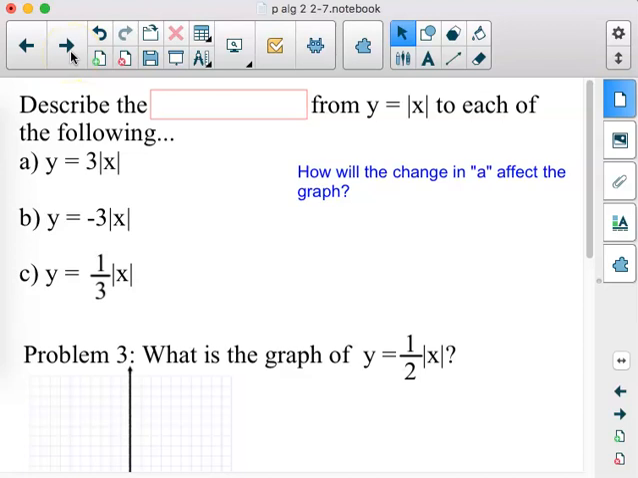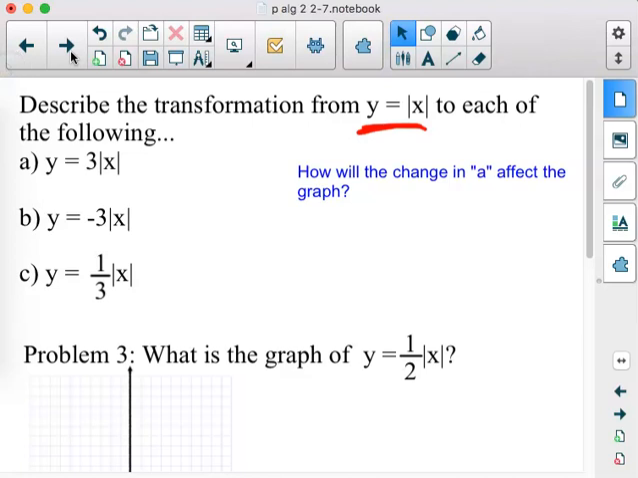Now this one says, let's describe, and let's not actually do the graph yet for this. Let's just describe the transformation. Anywhere there is a number that's been changed from our parent function, remember this is the parent, that number describes a change to the graph. All right.